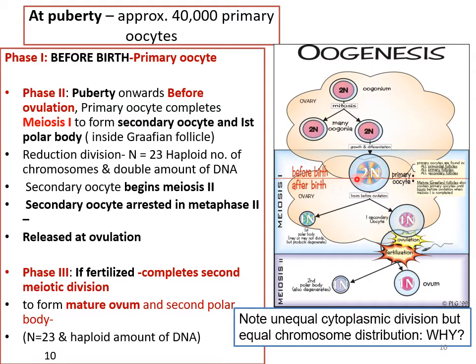Now, after birth, what happens? Under the influence of hormones at puberty, meiosis 1 continues.